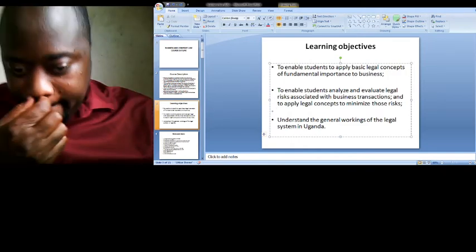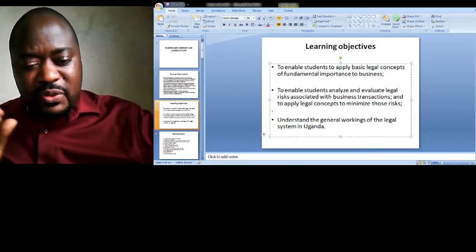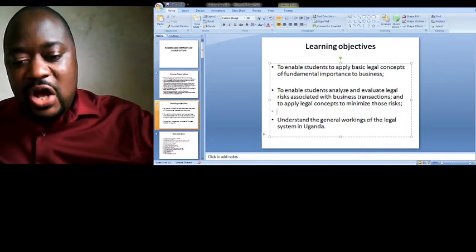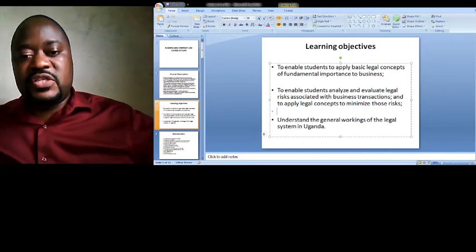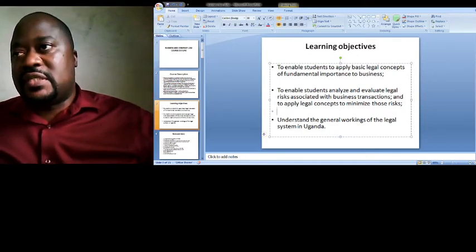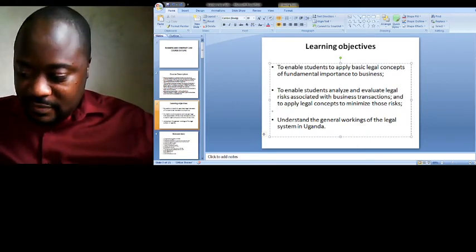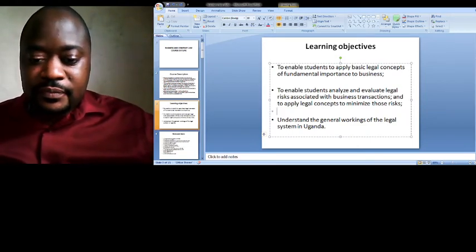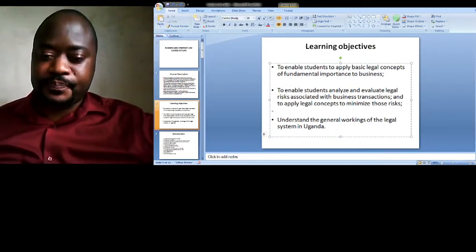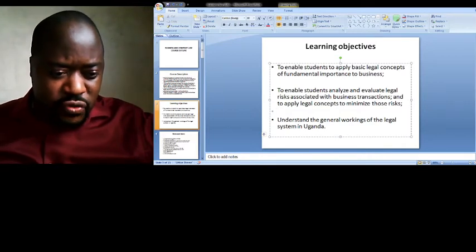Number three, to understand the general workings of the law or the legal system in Uganda. It is important for you to understand how the legal system operates in Uganda. Because since you are in the business world and you transact with one person or another, of course conflicts are likely to arise. So if conflicts arise out of a business transaction, it is important for you to know where to run to. That is why you need to understand the legal system in Uganda.